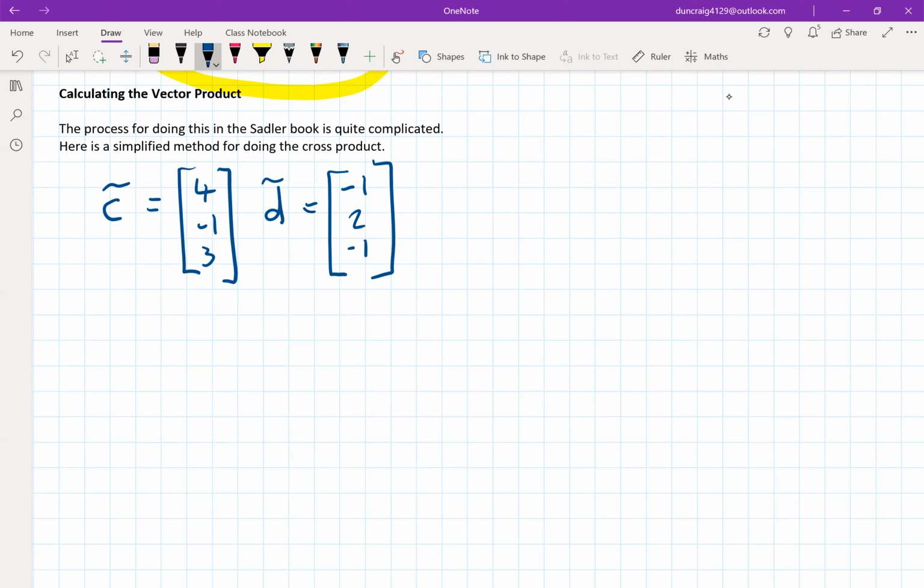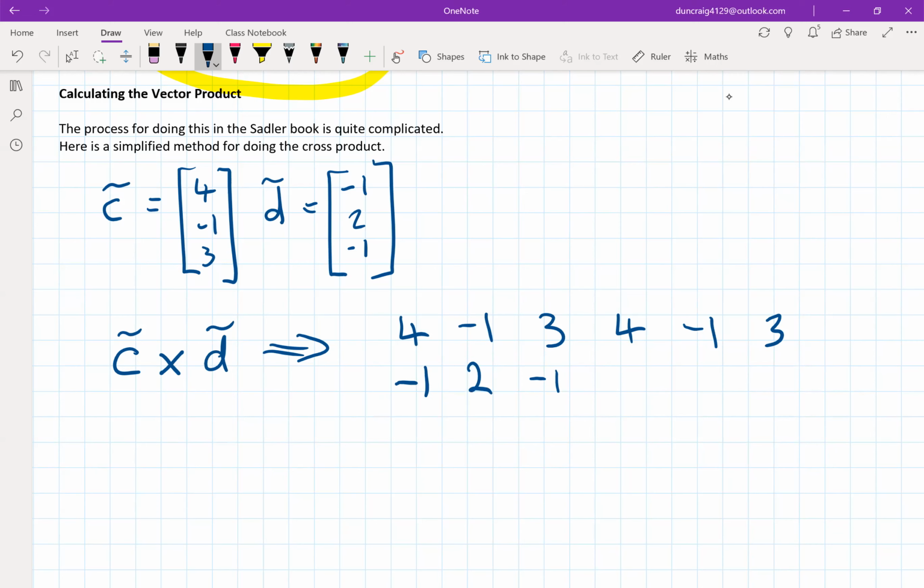So if I'm going to do the cross product, this is the method for doing it. C cross D, and the cross you just write as an X. All right, so this is our process for doing this. What I'm going to do is list vector C horizontally two times over. So I'm going to do 4, -1, 3, and do it again, 4, -1, 3. There we go. Cool. Now let's do it with D as well, right underneath. So I'm going to go -1, 2, -1, -1, 2, -1.